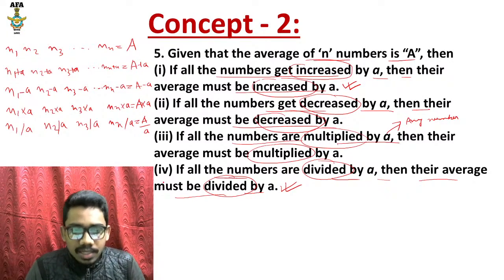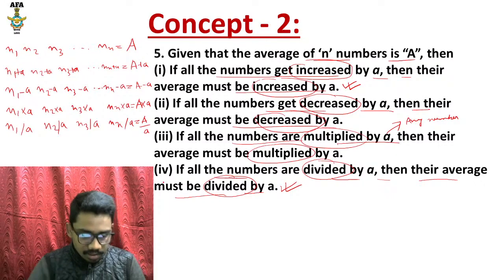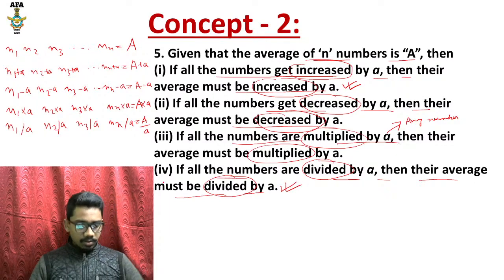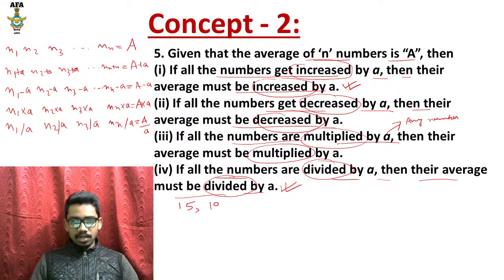Now how will we see this? Let's take an example. Okay, so I am taking one example. Suppose these numbers are 15, 19, 23, 27, and 30. If I add all of these, I will get 109.